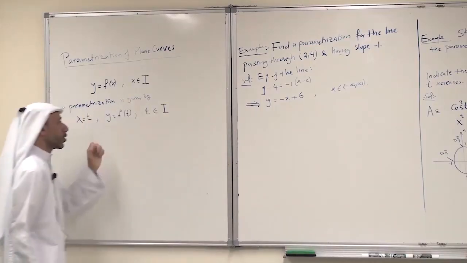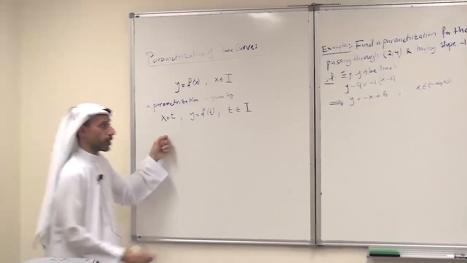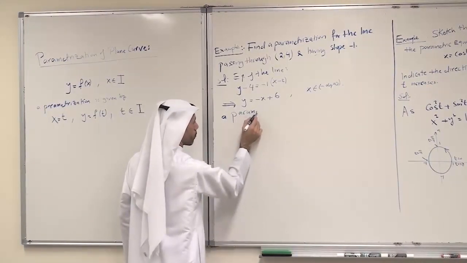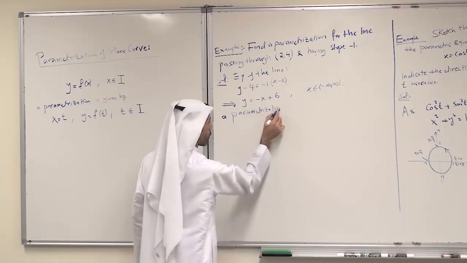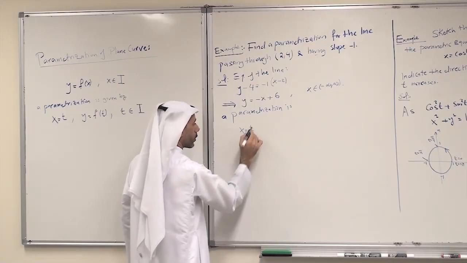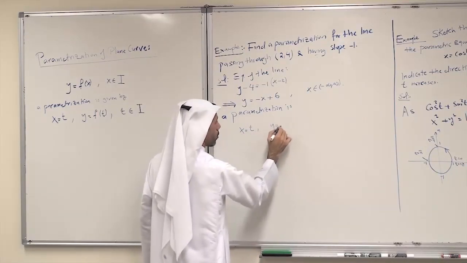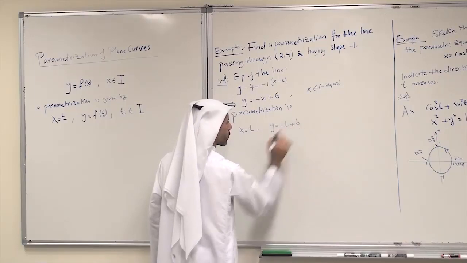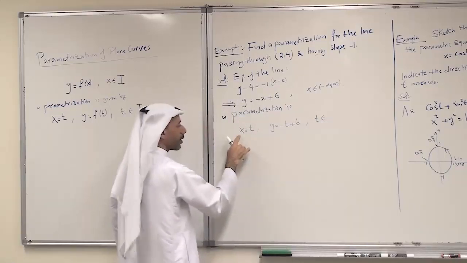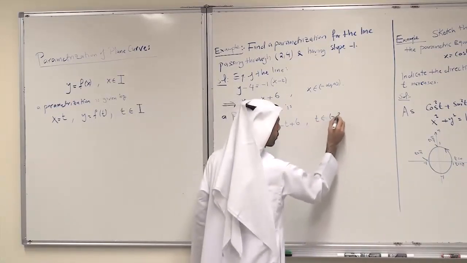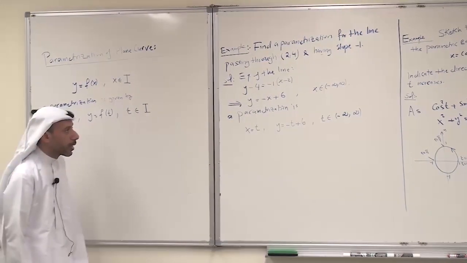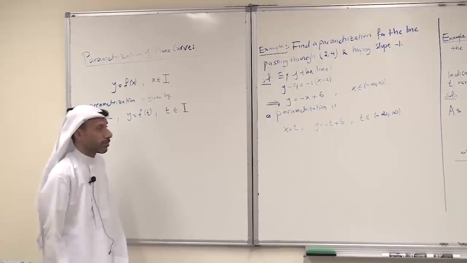Using the simple method for parameterization, a parameterization is x equals t, y equals minus t plus 6. The values of t are the same as the values of x, minus infinity to infinity. So this is one possible way to make a parameterization for this line.